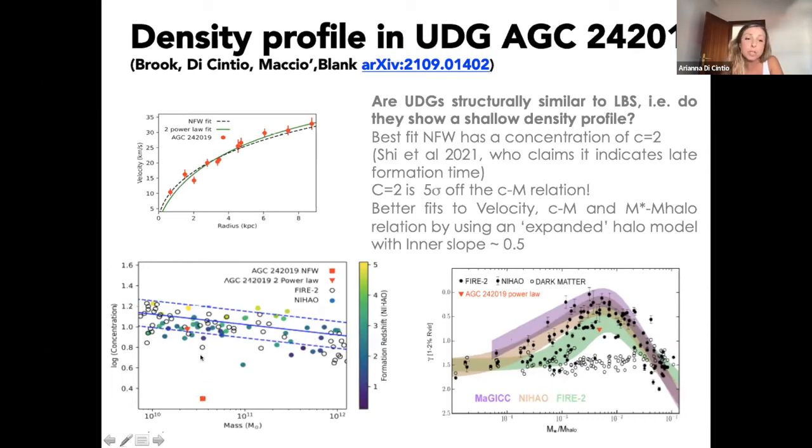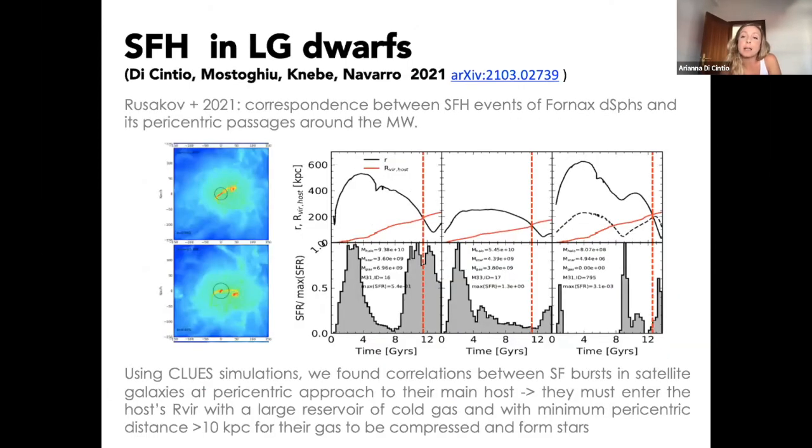When instead we use an expanded halo model, the concentration parameter comes very much in line with expectation. And the galaxy in this case would have an inner slope of 0.5, which is in line with what is expected. This is inner slope versus stellar mass coming from different simulations. So this is in line with what we expect from simulations that form a core. In this sense, UDGs at the moment seem to be in line with the general population of low surface brightness galaxies.